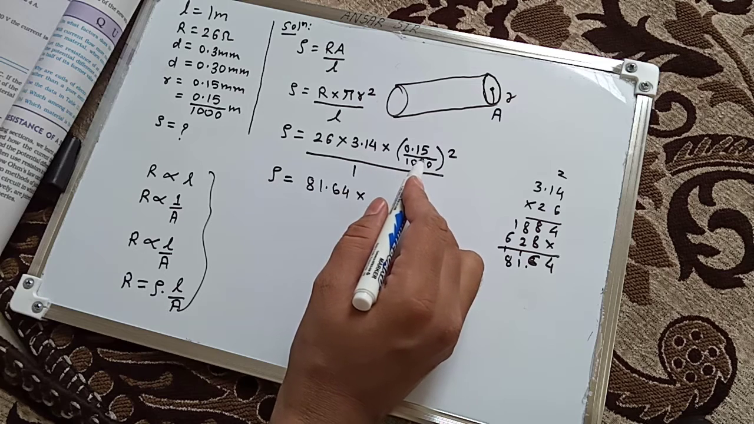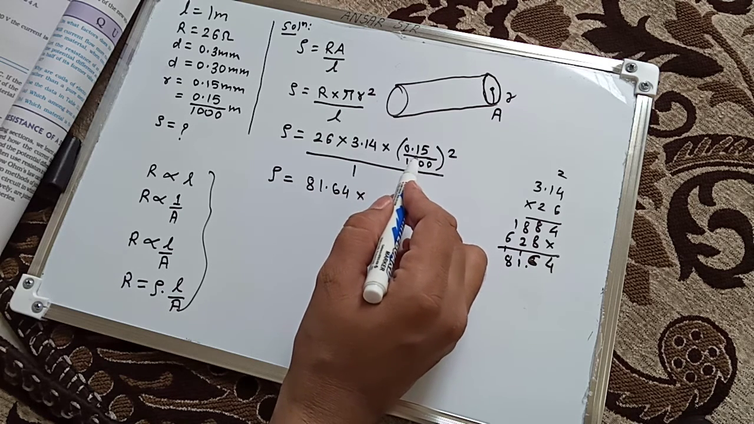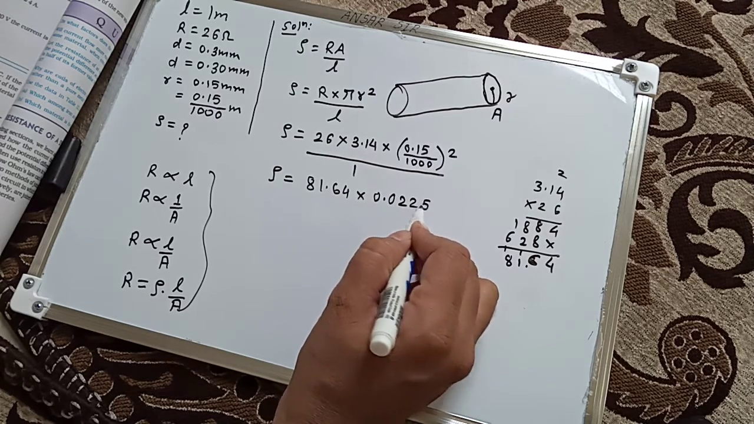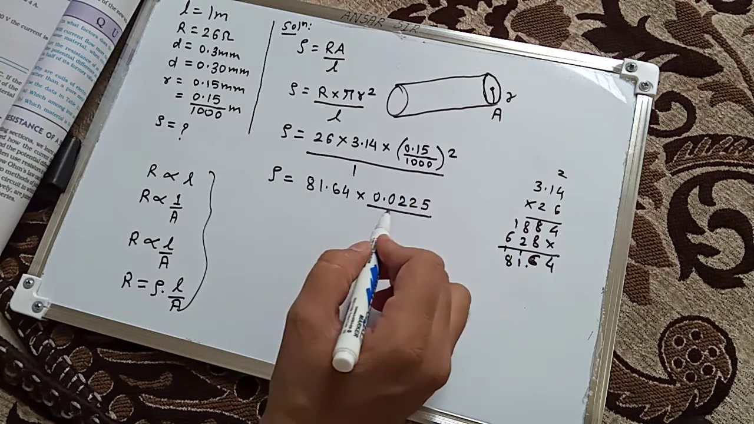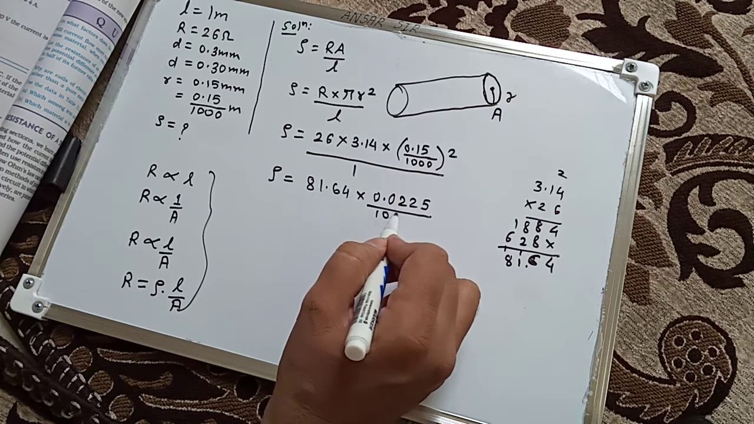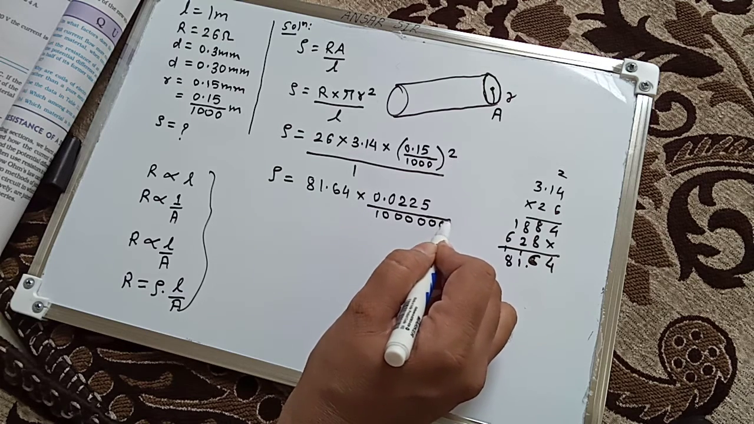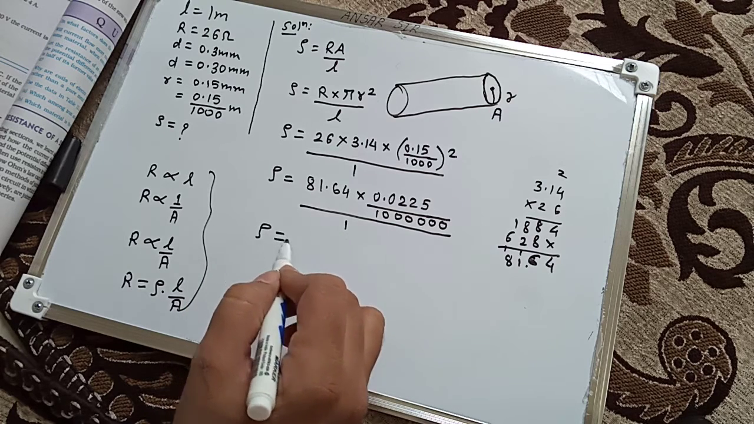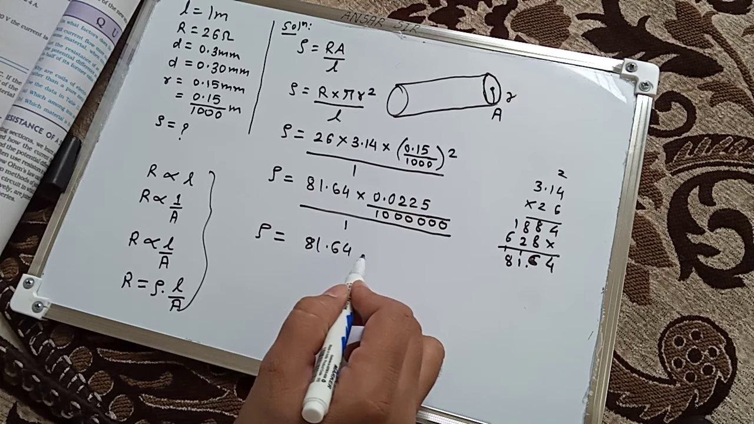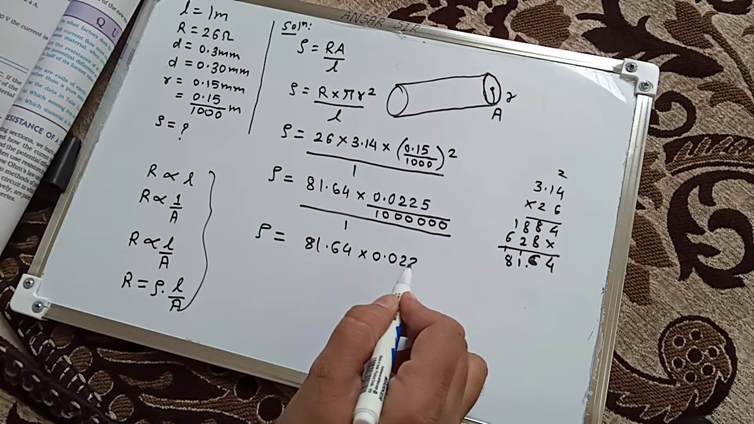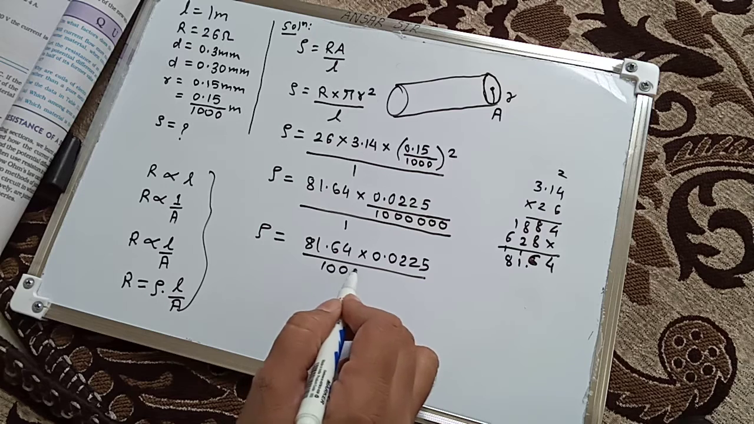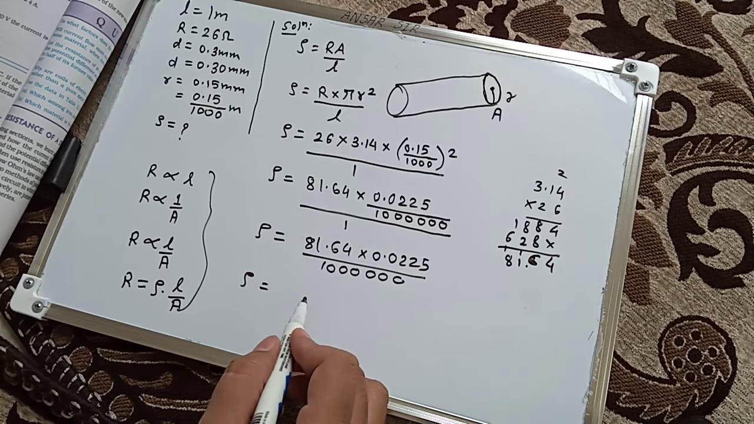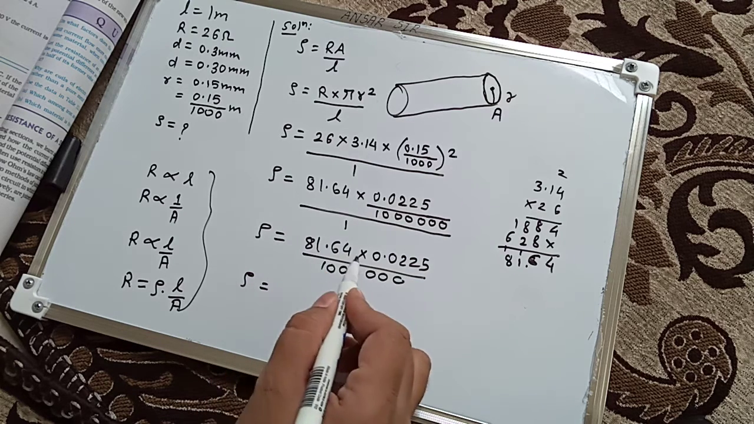It will become, what is the square of 15? It is 225. Decimal is after 2 digits, so it will become after 4 digits, so it will be 0.0225. Upon 1000, we also have to square. 1000 has 3 zeros. After squaring we will get 6 zeros. 3 zeros will become 6 zeros divided by 1. So this one is useless. So it is equal to 81.64 into 0.0225 divided by 10 lakh. This is 6 zeros.